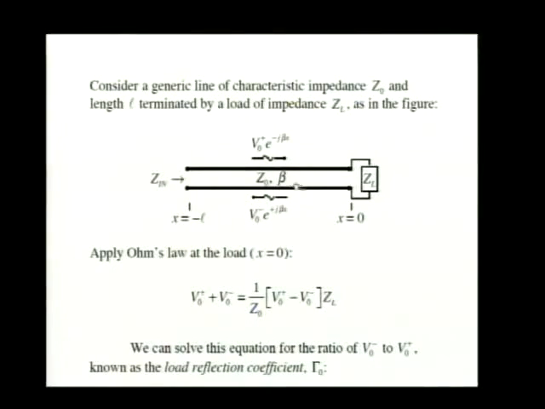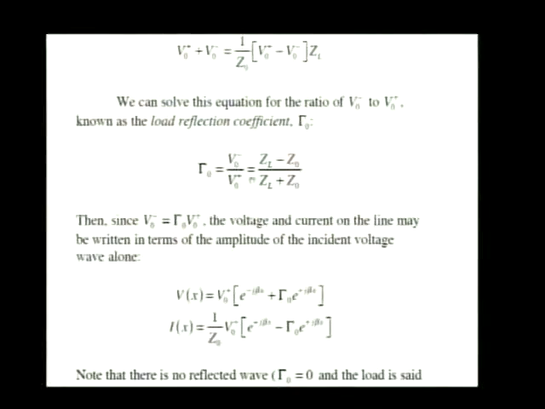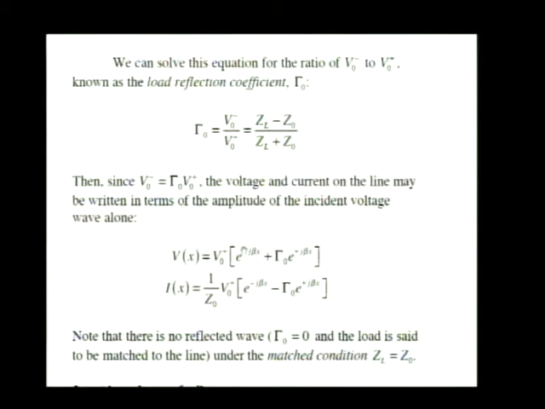Generic transmission line circuit. A transmission line with known characteristics of length script L with a load ZL at its terminations. We applied Ohm's law, ended up with some useful information defining a reflection coefficient as we see here.